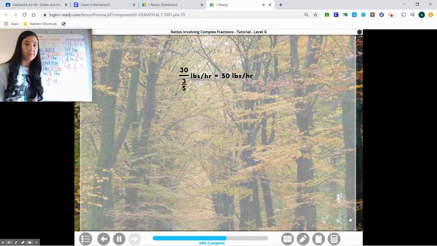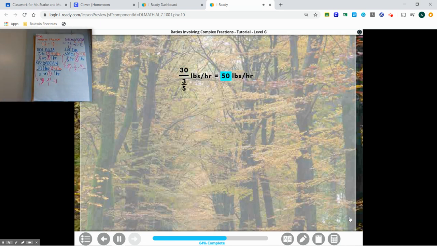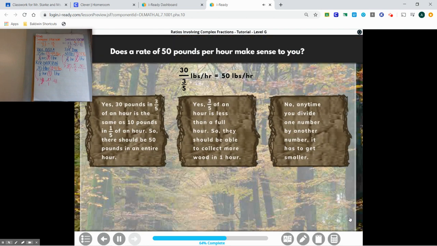Whichever way you want. I don't know, man. Can we really take 30 and divide it by a number, then end up with a bigger number? Does a rate of 50 pounds per hour make sense to you?